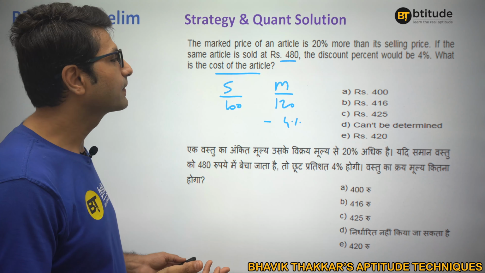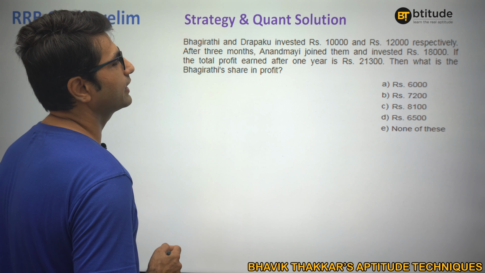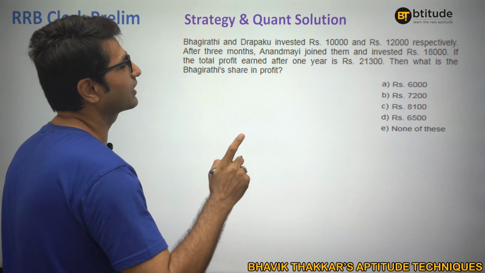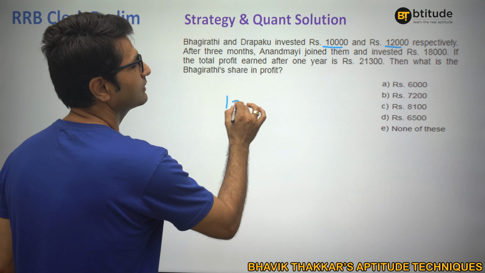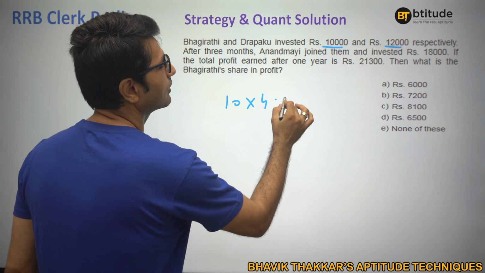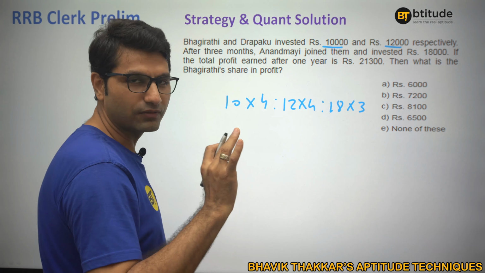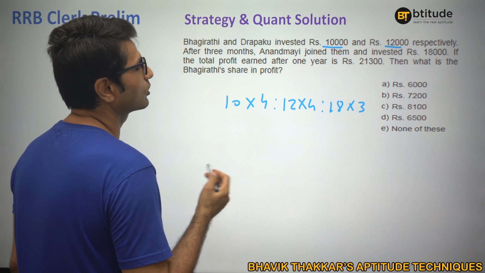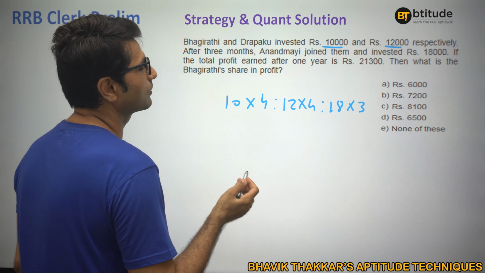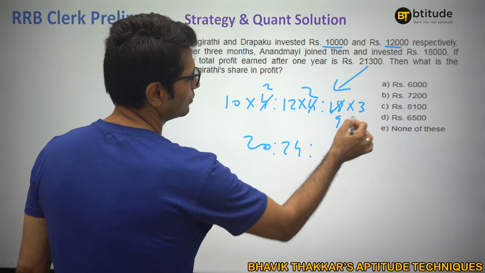It's the same thing, alright. B and D invested this and this, and after 2-3 months somebody joined. So okay, partnership, right? We know this is for 4 quarters and this is for 4 quarters. 10,000 for 4 quarters, 12,000 for 4 quarters, and 18,000 for 3 quarters only, right? Because 12 months, 9 months. After 3 months somebody joins, so 3 quarters. Total profit will be divided in this ratio, so we can find the ratio. Let's divide everything by 2. So we can say 20 is to 24 is to 27.